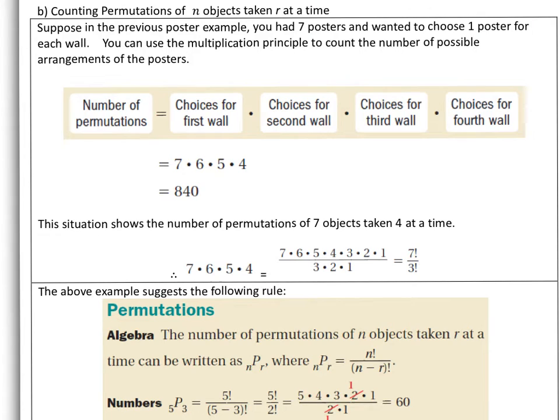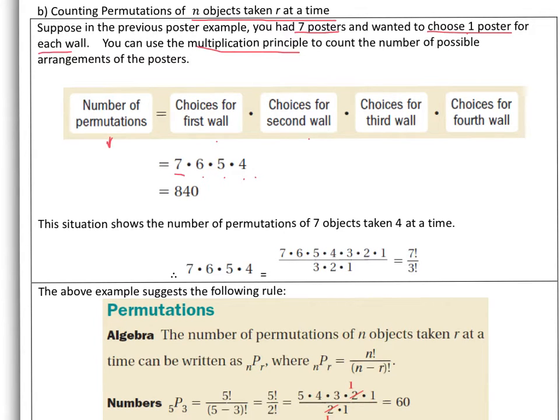Part B. Counting permutations of n objects taken r at a time. Okay? Suppose in the previous poster example, you had 7 posters, and you want to choose 1 poster for each wall. You can use the multiplication principle again to count the number of possible arrangements of the posters. So the number of permutations would equal the choices for the first wall, which would be 7. And then when you want to make a decision for the second wall, you'll have 1 less poster, 6, and then 5, and so forth. But then you'll only have 4 walls to post your posters, so you stop at 4.